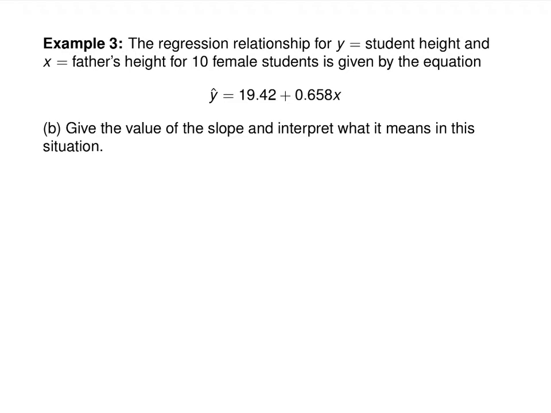Okay, give the value of the slope and interpret what it means in this situation. So first of all, the slope is 0.658. And let's think about it as delta y over delta x. So y is student height. Do you guys agree? X is father's height. Yep.